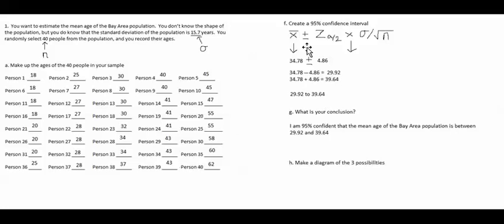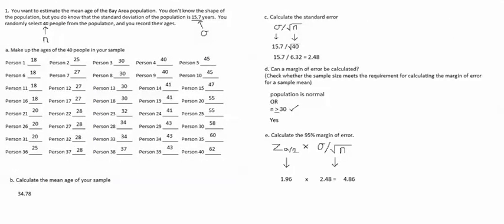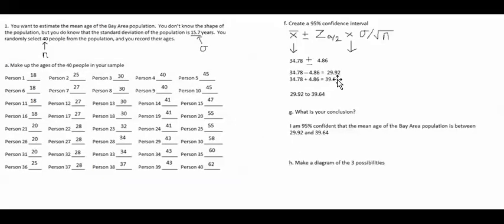So what I did in part F is I took the sample mean, which I found in part B, and I added and subtracted the 95% margin of error, which I found in part E. And when I added and subtracted, I got two answers, and those two answers are the endpoints of my 95% confidence interval. When you take a sample mean and you add and subtract the 95% margin of error, you get a 95% confidence interval. Part G says, what is your conclusion?